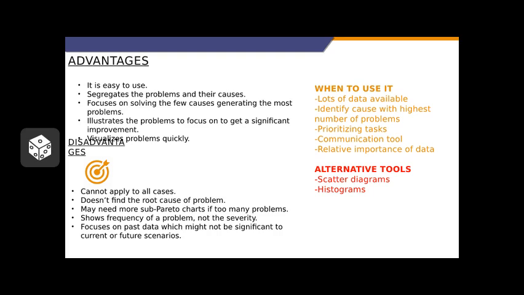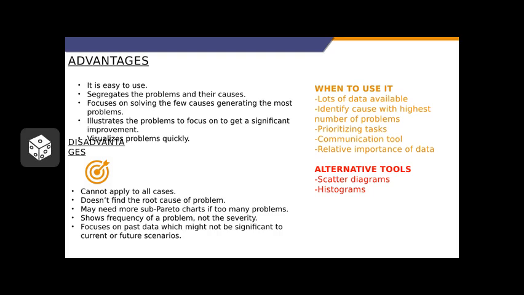The disadvantages of the Pareto tool are: the Pareto principle is a rule of thumb that you cannot apply in all cases. It does not help you find the root cause of the problem, so you will need another tool, such as root cause analysis, to supplement it. If there are many problems, you may need more sub-Pareto charts to segregate, which sometimes may be cumbersome. It shows the frequency of a problem and not the severity. And last but not least, it focuses on past data which might not be significant to current or future scenarios.